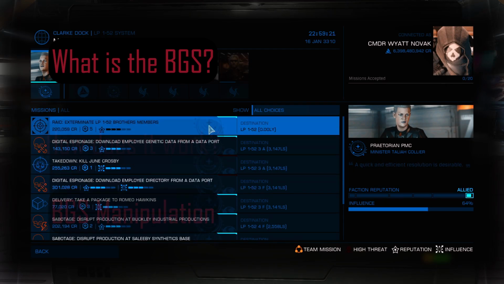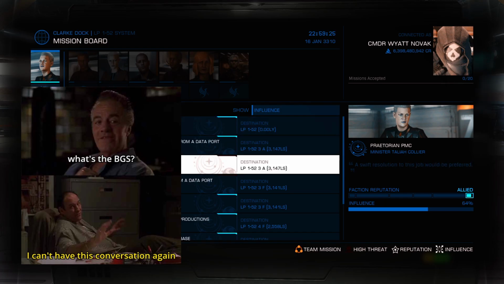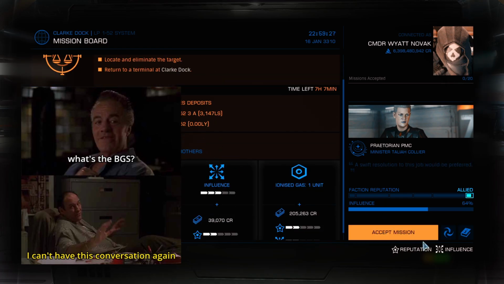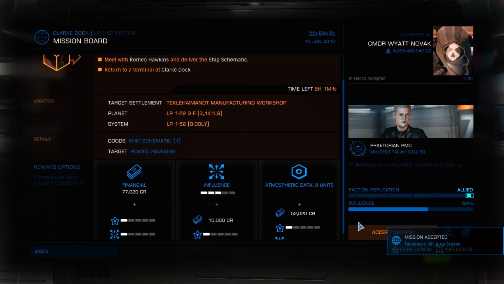We'll start off with what is the BGS. Basically the BGS is all the mechanics in the background of Elite that determine which factions control what systems, what's available in markets, and how safe a system is.